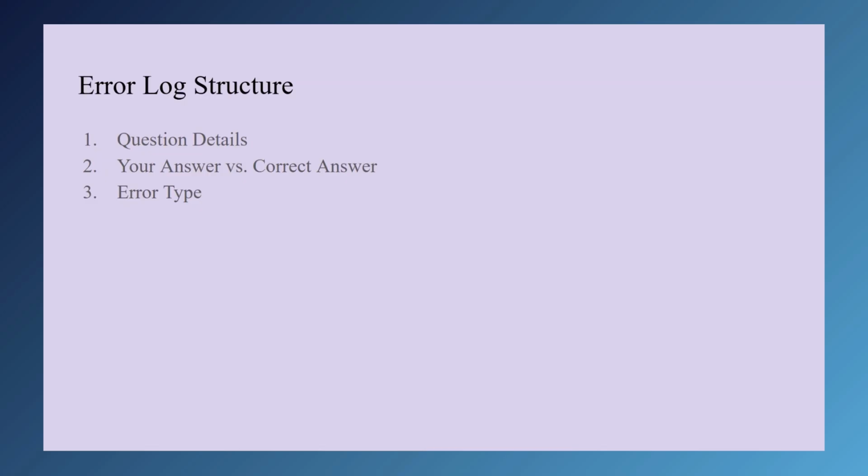Third, the error type. Was it a conceptual misunderstanding? Was it a careless mistake? Was it a timing issue? Was it something else? Write that down so that you can notice patterns. Fourth is analysis. Reflect on why you made the error. And of course, our action plan. Decide on the steps you're going to take to prevent yourself from making the same mistake in future problems. Let's look at a little example so you can see these in action.